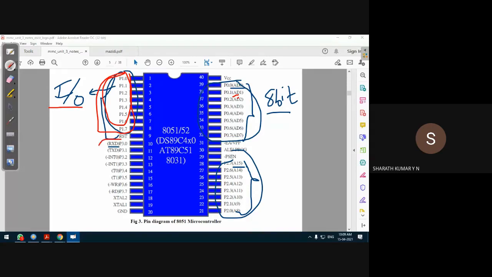And port 3 carries some control signals. For example, there are 8 pins. The first 2 bits of port 3, that is P3.0 and P3.1, carry control signals for serial communication. RxD corresponds to receive data, the reception of data. TxD corresponds to transmission of data. For serial communication, these 2 pins are used.